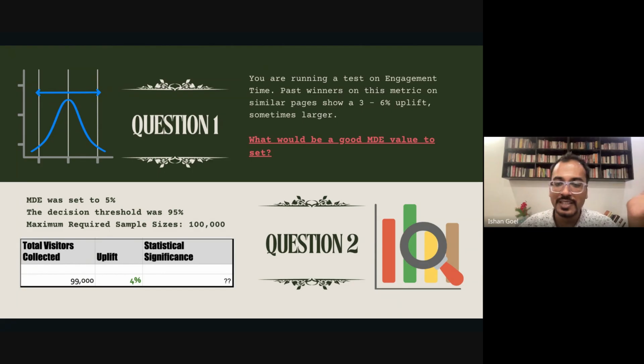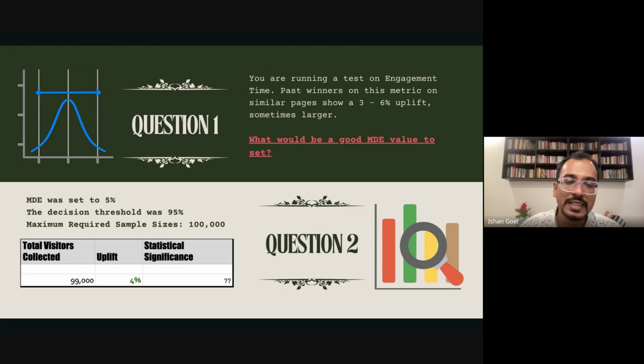I'll share the answer. Essentially, the MD should come on the lower end of your expectation, not the median or average of your expectation. Because if you are running a properly sequential test, and even if you're not, you'll be able to detect an uplift larger than the MD, but never an uplift lower than the MD. So ideally, you should place it towards the lower end. In this case, I would want to place it towards 2 or 3%.